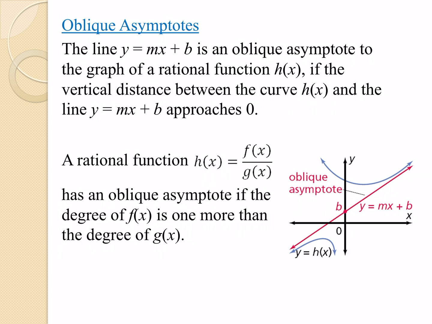We have this situation when we have a rational function and the degree of the numerator is just one more than the degree of the denominator. We are not going to handle any cases where the degree of the numerator is 2 or more than that of the denominator. So when the degree of the numerator is 1 more than the degree of the denominator, we will end up with an oblique asymptote and not a horizontal asymptote. You're either going to have one or the other.